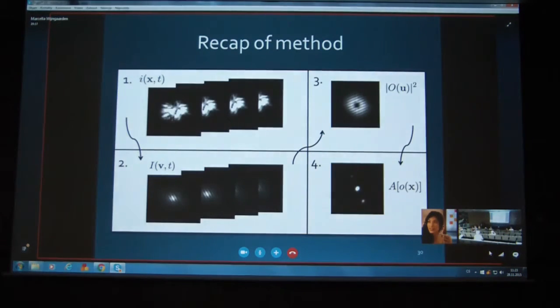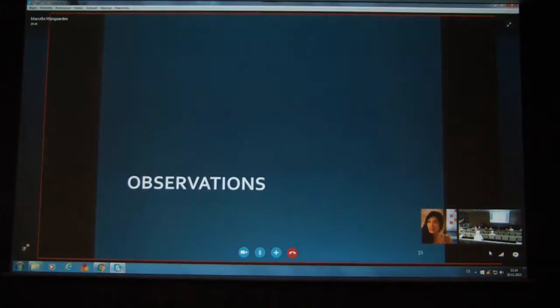So just a recap of the method. We started with taking a lot of very short exposures. We took the Fourier transform of those exposures as shown on the left below. They were used to calculate a power spectrum, an average power spectrum. And the power spectrum was used to calculate the autocorrelogram on the right below. And from the autocorrelogram, we derived the binary properties. So this is the theory.